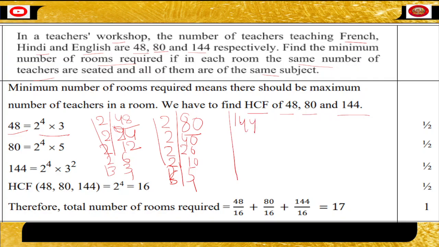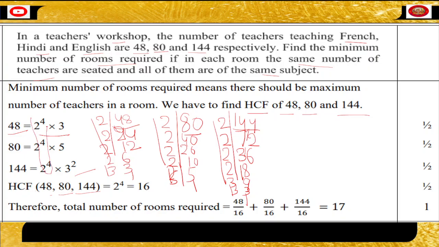Next is 144. 2 7s are 14, 2 2s are 4. Next, 2 3s are 6, 7 minus 6 is 1. That 1 should be written here. Then 2 6s are 12. Next, 2 1s are 2, 3 minus 2 is 1. That 1 should be written here. Then 16, 2 8s are 16, 2 9s are 18, 3 3s are 9, 3 1s are 3. That means 144 is written as 2 raised to 4 into 3 square.